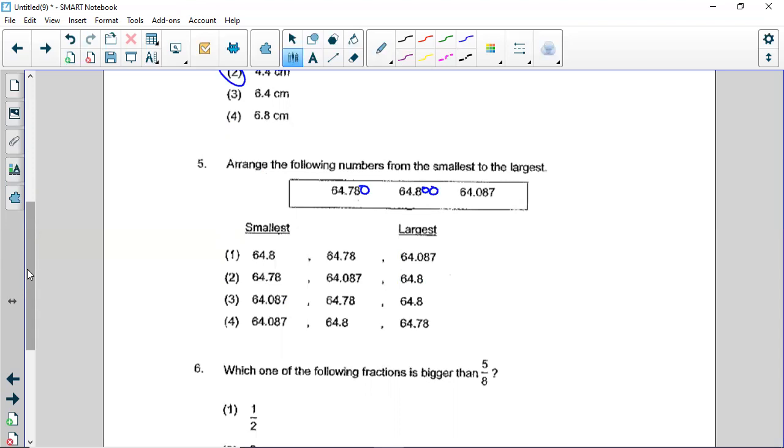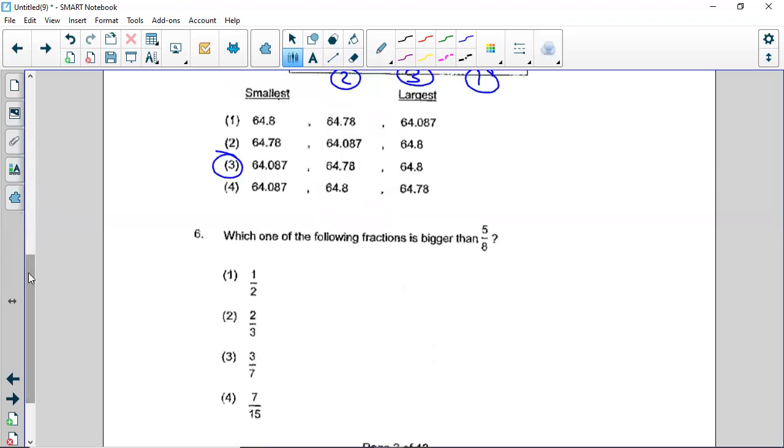64.780. So what is the smallest number? This must be the smallest number, 64.087, right? That's the smallest. Okay, and then the next bigger one will be 64.78, and the biggest one will be 64.8. So what's your answer then? Your answer will be number 3. So you have to change all the decimals to make them all the same decimal places. Then you can compare them. Otherwise, you can't compare.